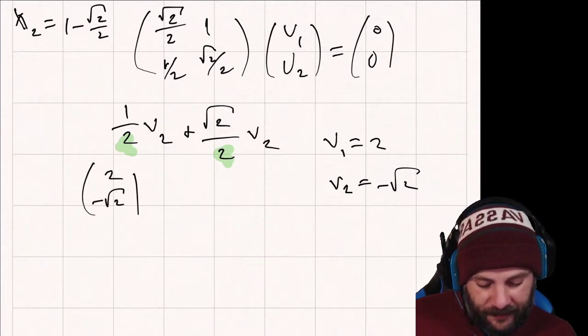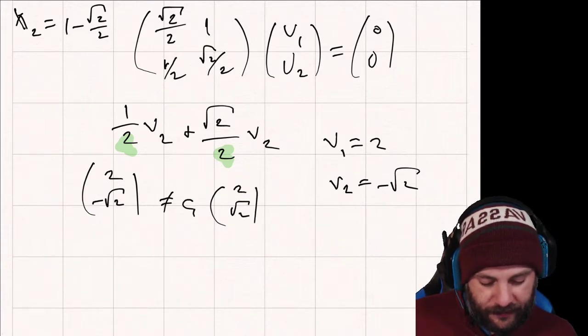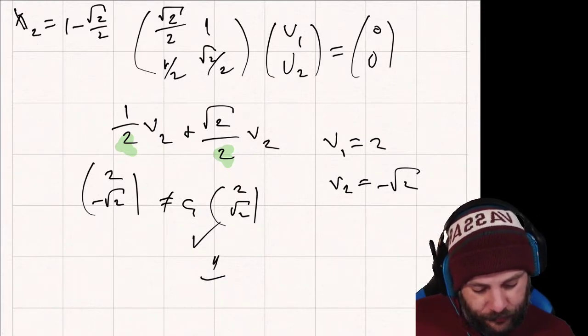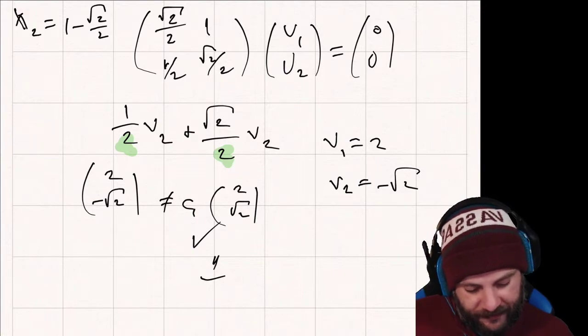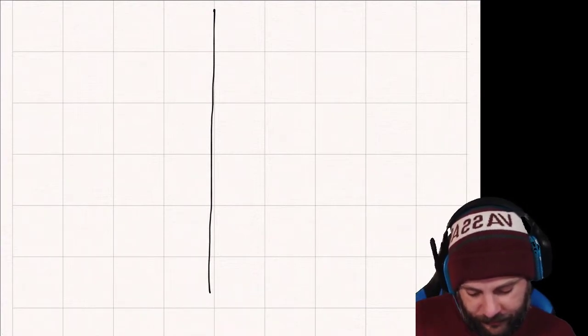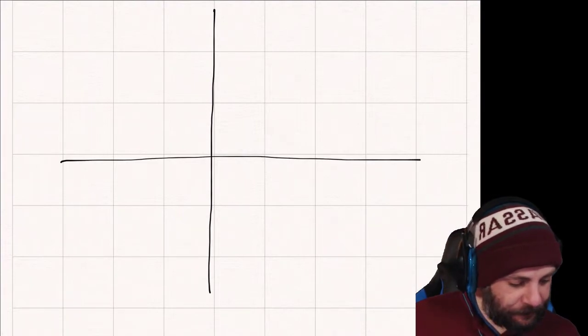This is not a constant multiple of 2 root 2, which was our other eigenvector. So we are good. We're happy about that. That's good stuff. Okay, so now to put this information onto an axis. So we've got my y-axis right there. I was starting off so strong with a straight line, and then it just went to pot. And there's my x-axis right there.